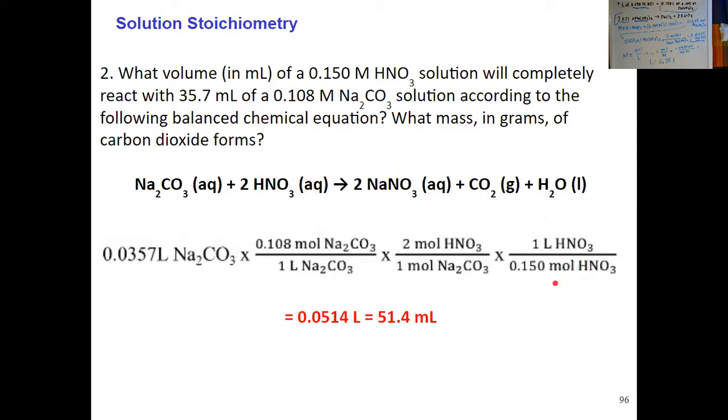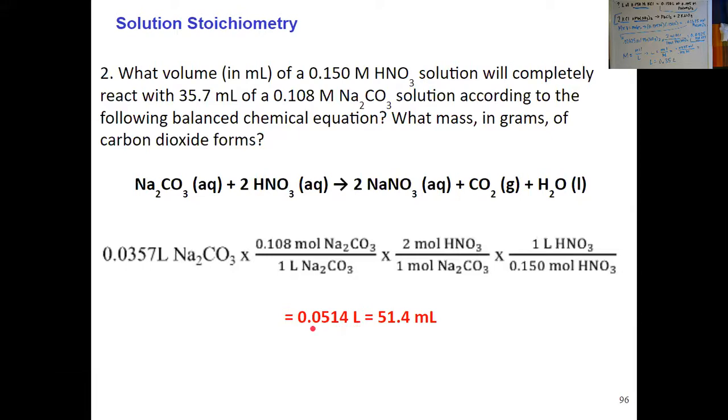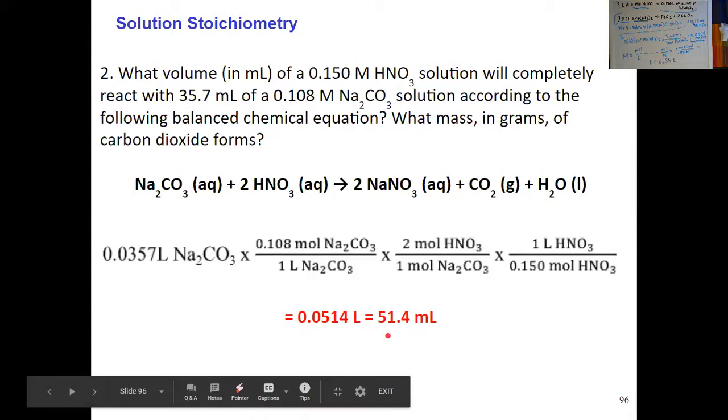to relate back that the 0.150 moles of HNO3 is equivalent to 1 liter of HNO3. So again, we've swapped that conversion factor here. And we know to swap it, and we know to put moles of HNO3 on the bottom because moles of HNO3 was on the top of our conversion up here. Okay, so once we multiply it out, we get 0.0514 liters of HNO3, which we can turn into milliliters by multiplying it by 1,000.